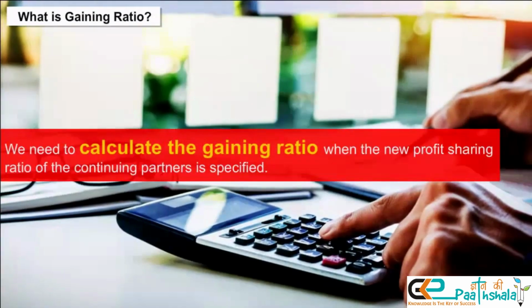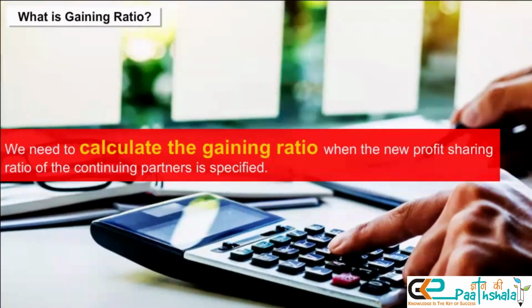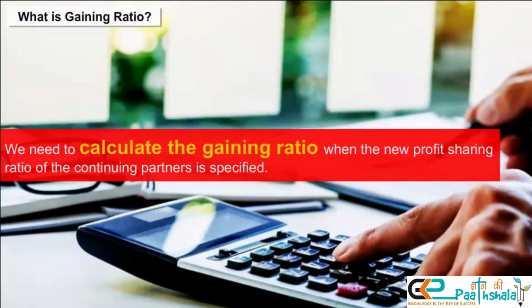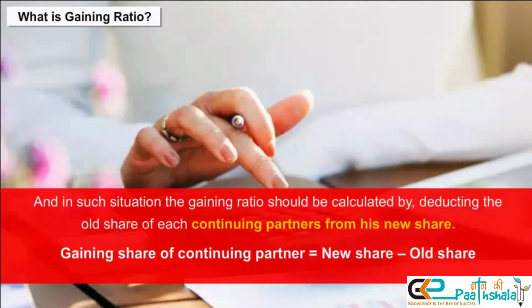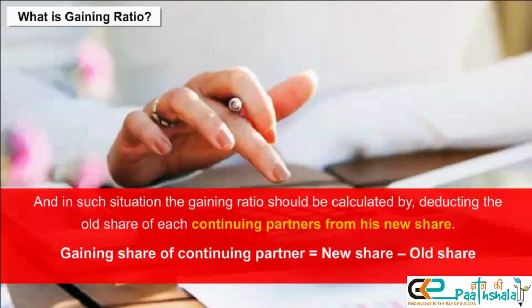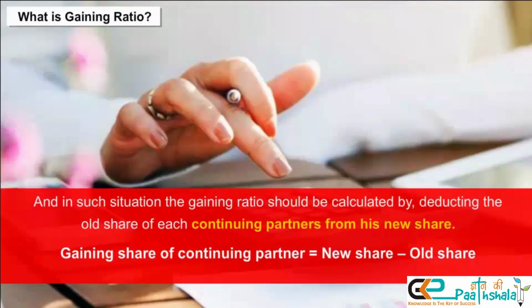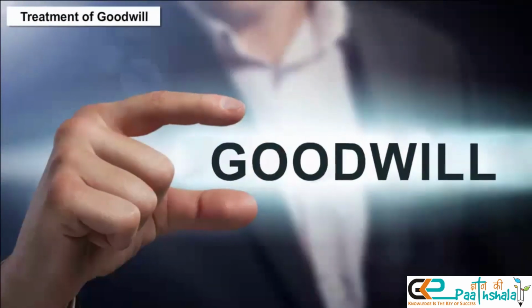We need to calculate the gaining ratio when the new profit sharing ratio of the continuing partners is specified. In such a situation, the gaining ratio should be calculated by deducting the old share of each continuing partner from his new share.